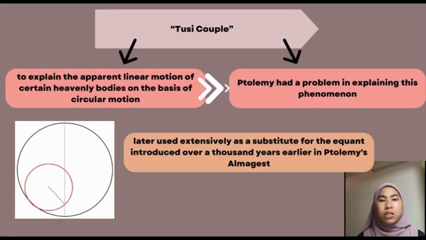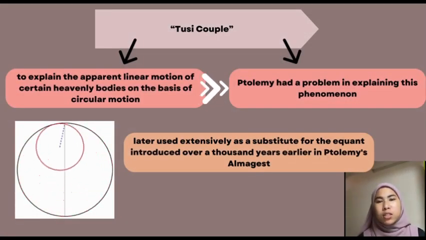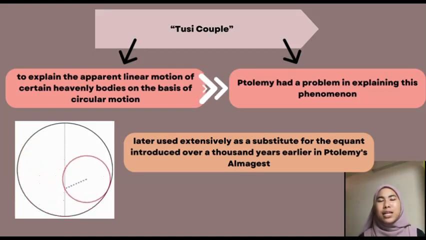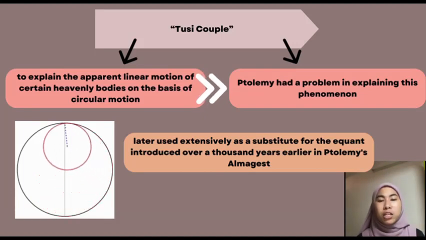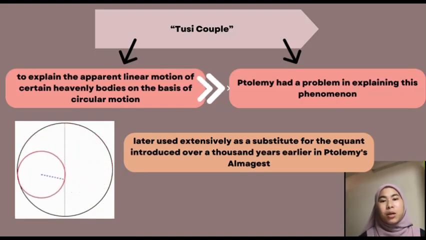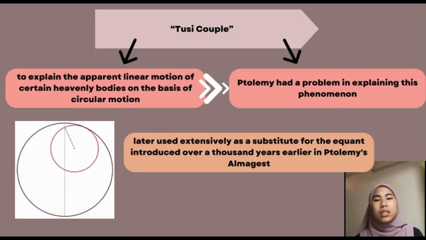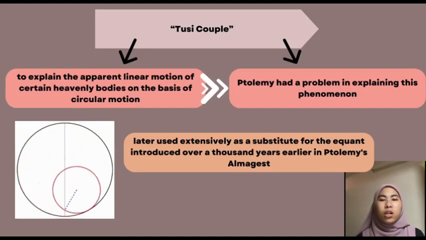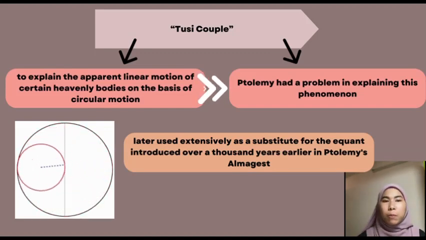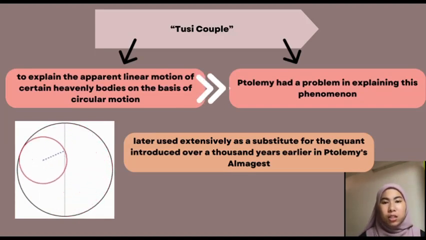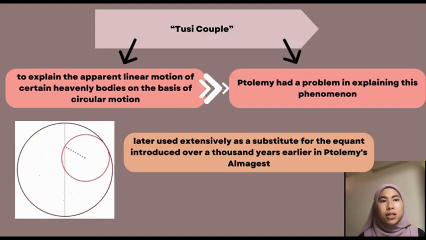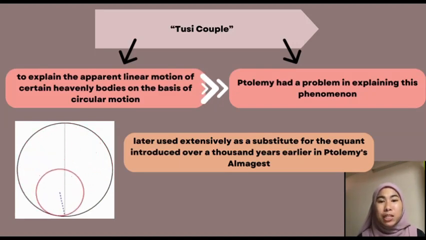The next scholar is Al-Tusi. I think Al-Tusi made a great achievement and earned very great credit for the development of astronomy in the world, even in the present day, because he introduced a study called the Tusi couple. So what is the Tusi couple? It explains the apparent linear motion of certain heavenly bodies on the basis of circular motions. It can be seen in the slide here.